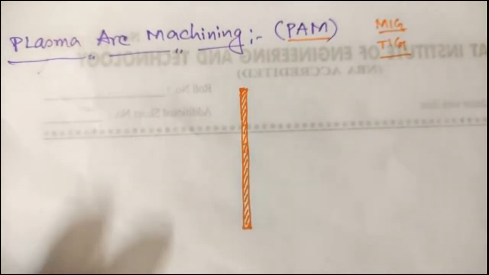Hello? Anybody listening to the class? Sir, metal inert gas, sir. Metal inert gas welding. Okay. And what is TIG? Tungsten inert gas. Okay. So metal inert gas welding and tungsten inert gas welding, right? So these are the two processes.